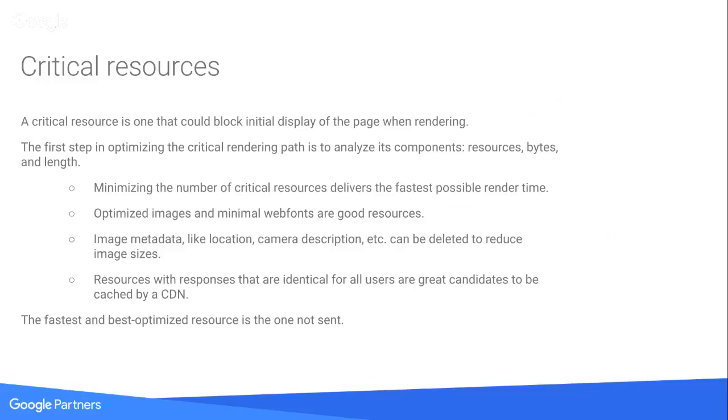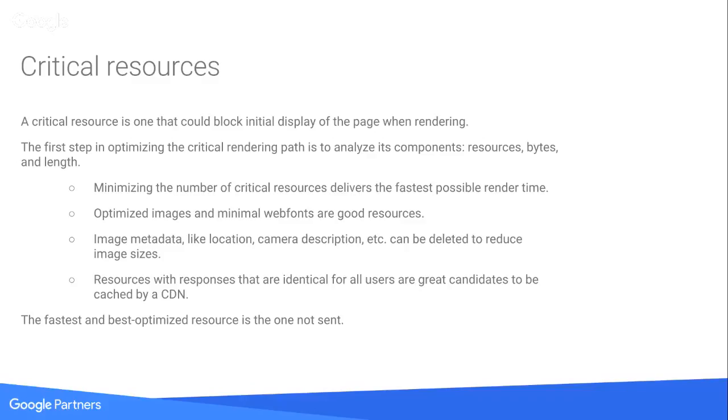Other aspects to consider is Lie-Fi. This is where a user does not have connectivity, but appears that they do. This will prevent the user from loading critical resources and causes a poor experience. The first step in optimizing the critical rendering path is to analyze its components. So its resources, bytes, and length.